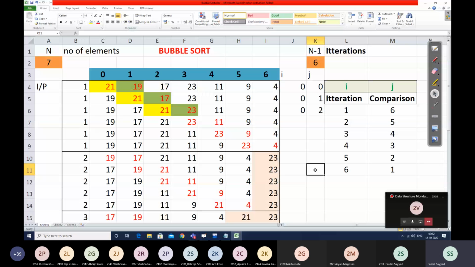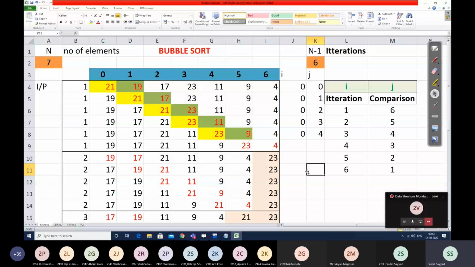So j will now become 3. J plus 1 is 4, that is 11 number. Here swap will take place, so 11 and 23 will be the output. Then j will be incremented, so now the value of j will become 4 and j plus 1 will become 5. Comparison between 23 and 9 will take place. Again, a of j is greater than a of j plus 1, so swap will take place. 9 will go on the left hand side and 23 will go on the right hand side.